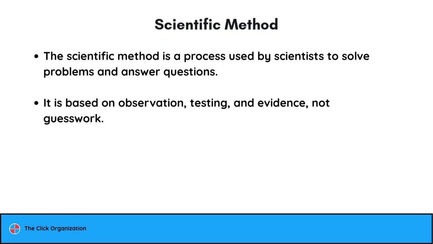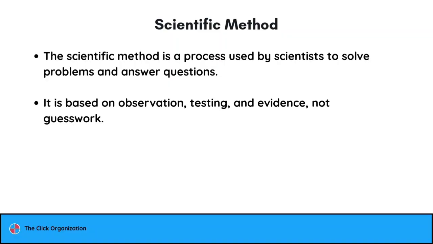So first of all, what is scientific method? The scientific method is the process which scientists and researchers follow during scientific researches. It is used to solve problems and answer questions in a very systematic way. Scientists do not rely on guesswork, instead, they use observations, testing, and evidence to reach conclusions.